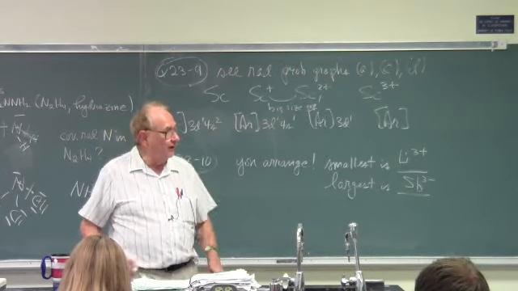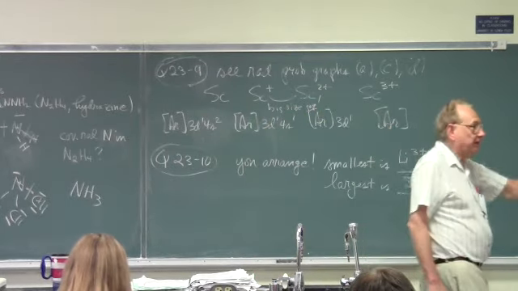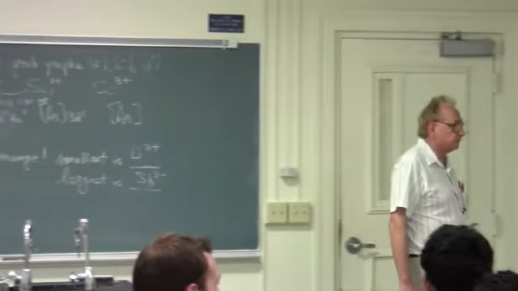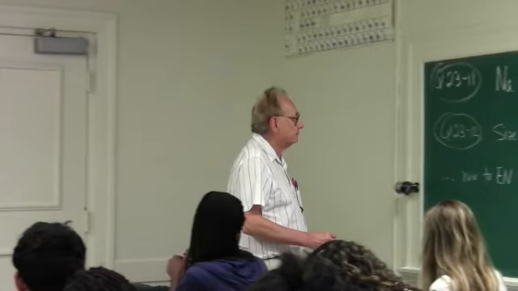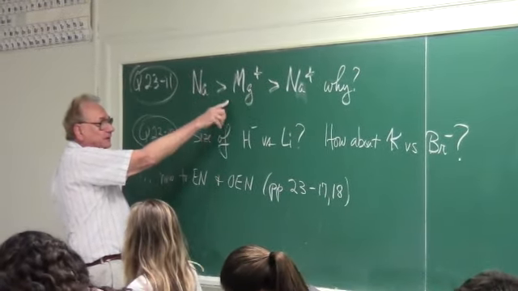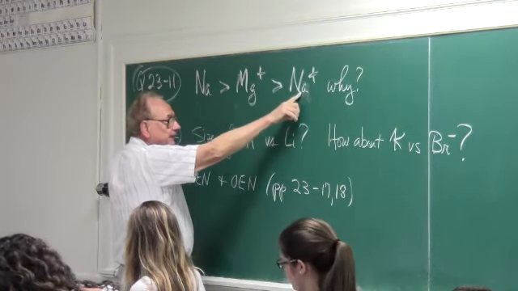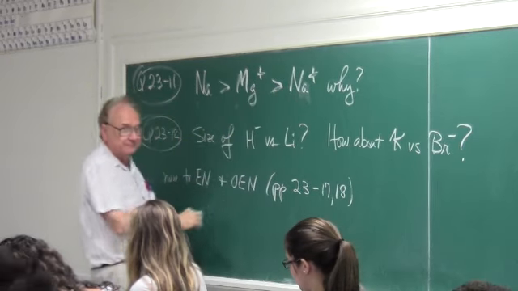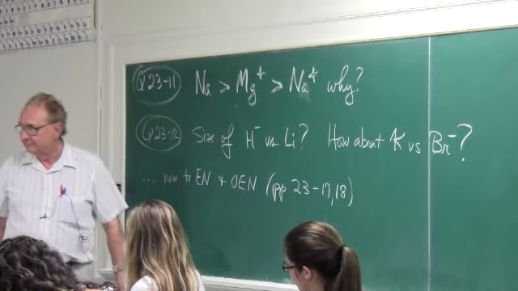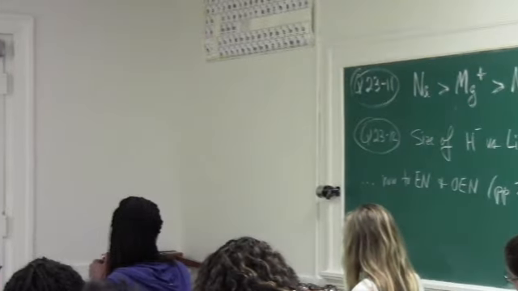Next, 2311. Pardon me. Atom sodium, single charge magnesium ion, and single charge sodium ion. Here's the size order. Does that size order seem correct to you? If so, why?